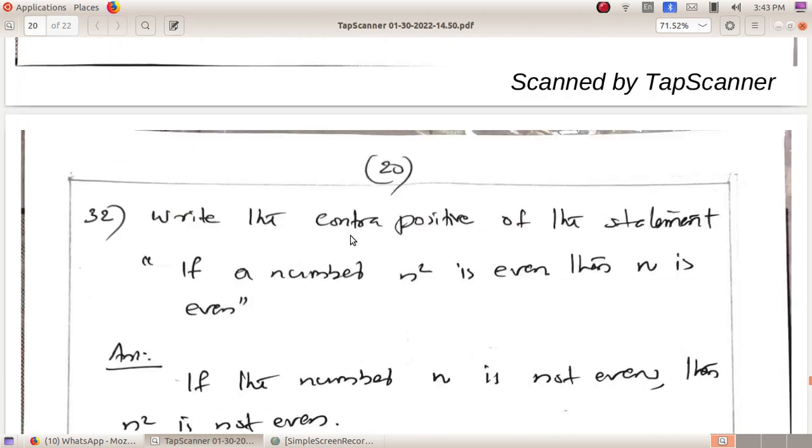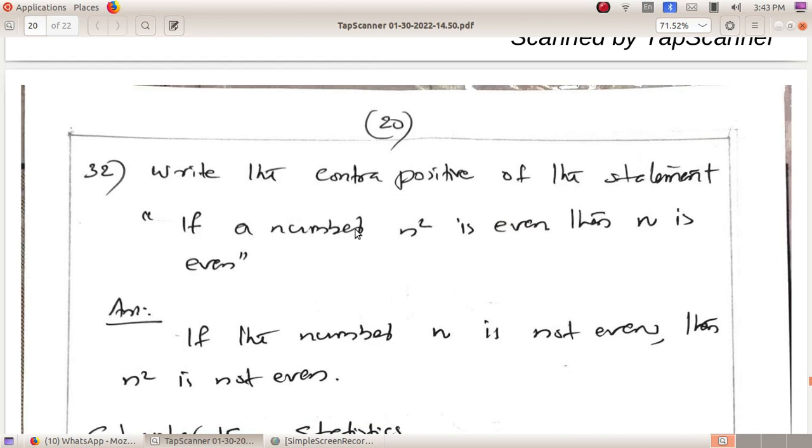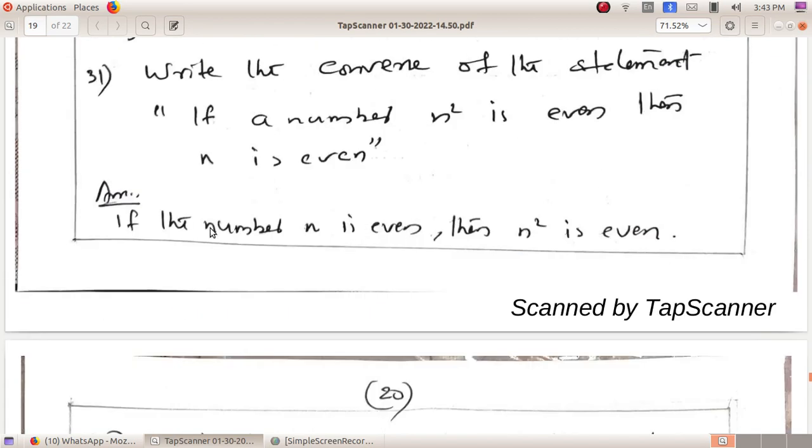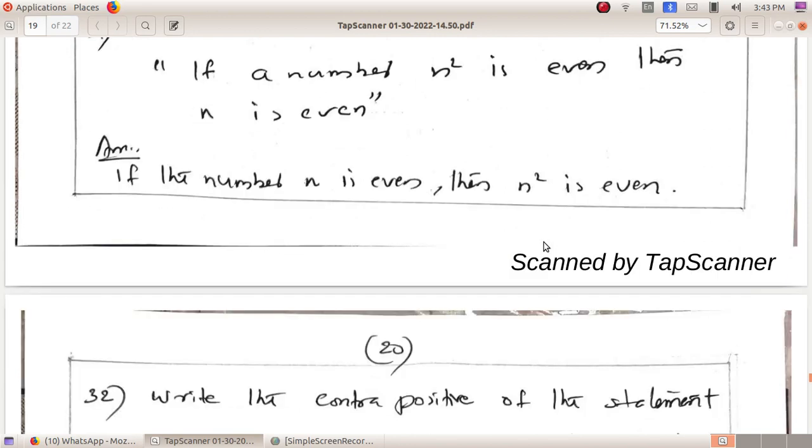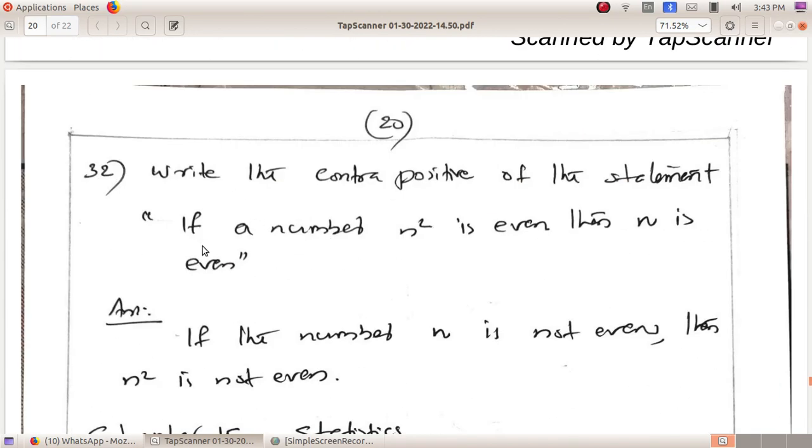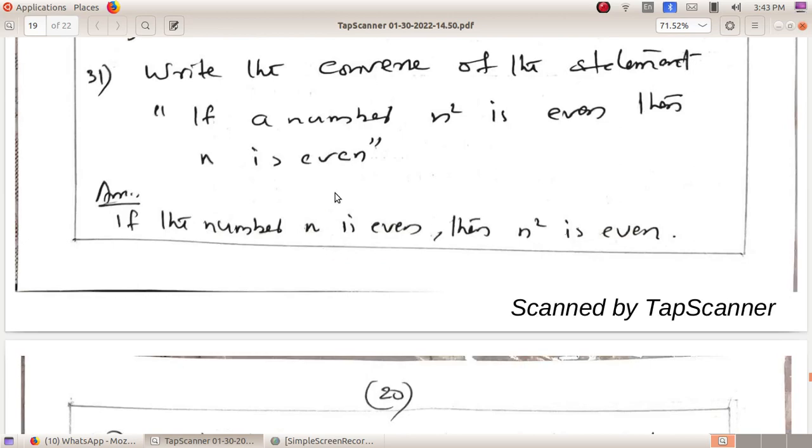Then the contrapositive. You use "not" for this sentence when you consider the contrapositive. That is, if a number n squared is even, then n is even. Its contrapositive means: if the number n is not even, then n squared is not even. This not is extra here. In the converse, there is no not.